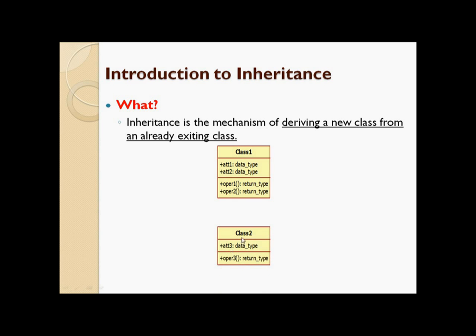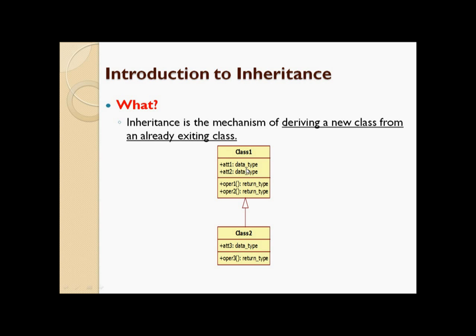say class 2, and this class 2 has one attribute, attribute 3, and operation 3. But at the same time we are interested in using any attribute or operation of class 1 for class 2. Then using the concept of inheritance we can do this. And here this arrow is an association between class 1 and class 2. This is called generalization, and this indicates the inheritance is there. Inheritance is between class 1 and class 2, that is, class 2 wants to acquire the property of class 1.